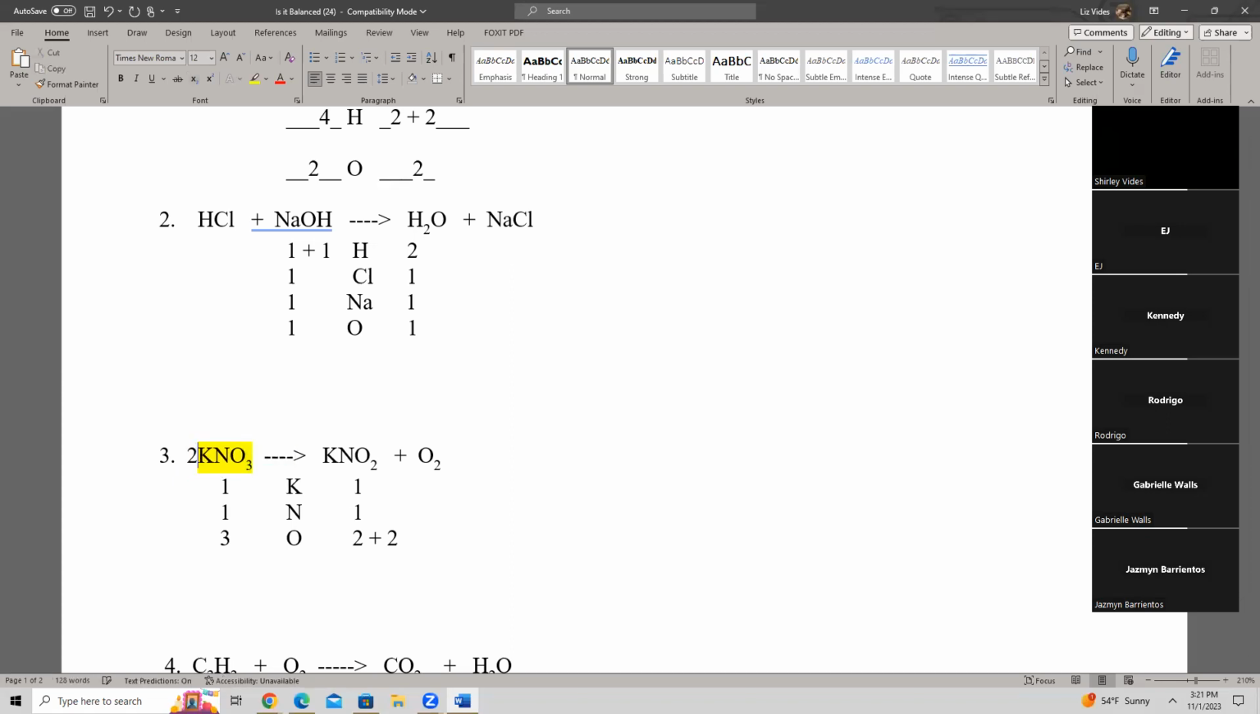We need to put a 2 in front of that one, which makes this a 2, which makes this a 2, and makes this a 6. Yes? Because 2 times 3 is 6. On the right side now, we have to inspect. Okay, so we need to definitely put a 2 in front of this, right? Because we need 2 potassiums. So 2 potassiums are there. Now we have 2 nitrogens, and we have a 2 times 2 situation. And there you go. It's balanced. You see that? So that's one way of doing it.